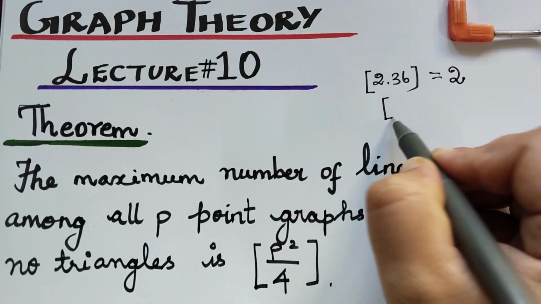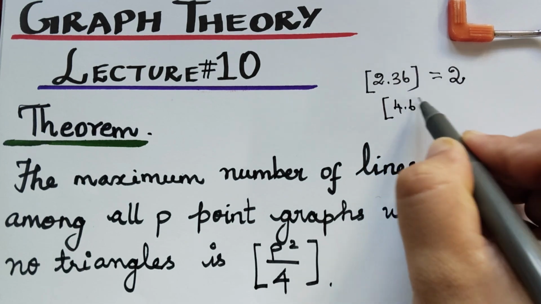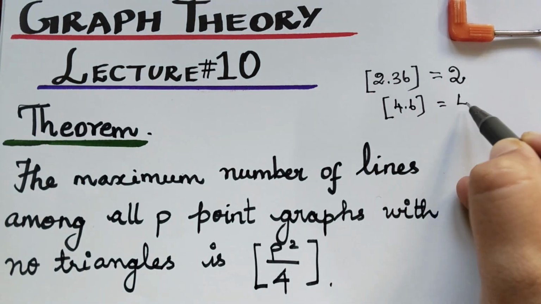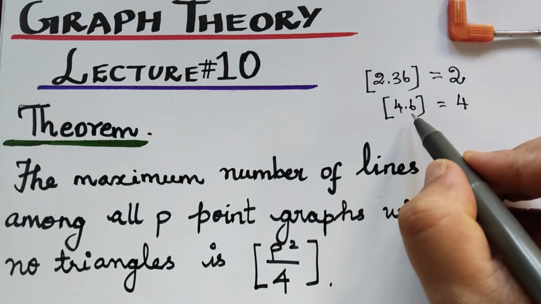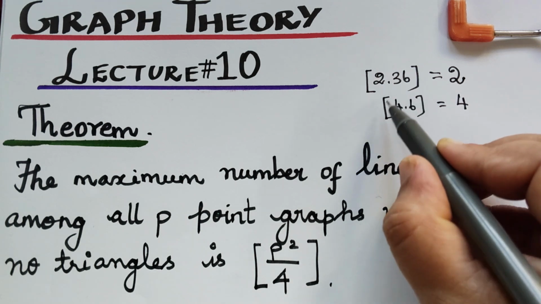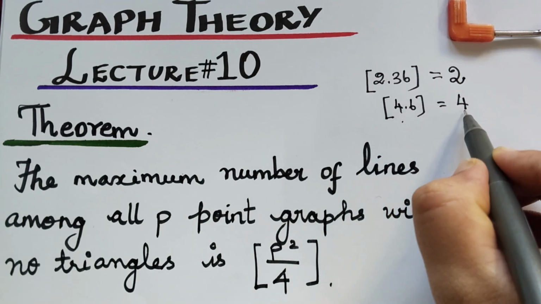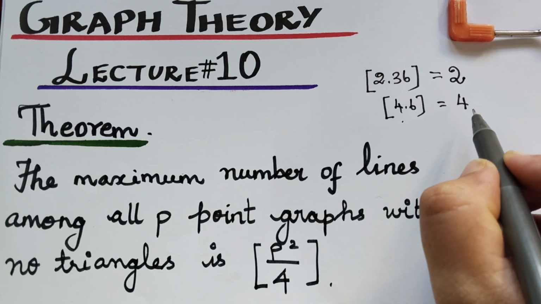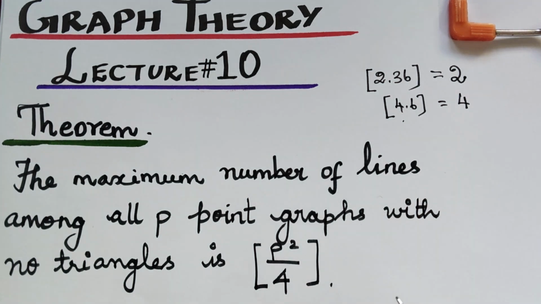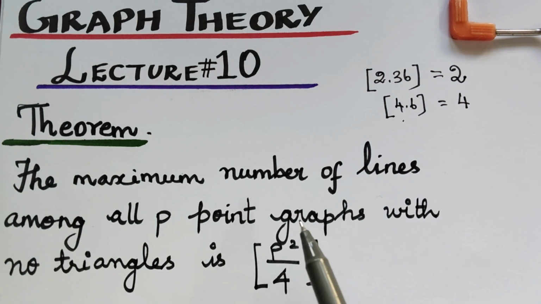What will be the integral part of 4.6? Obviously, it will be equal to 4. So, it is the greatest integer not exceeding 4.6. It will be equal to 4 because this is the integer. Similarly, when we have p points in a graph, then the maximum number of possible edges will be equal to the integral part of p square by 4.